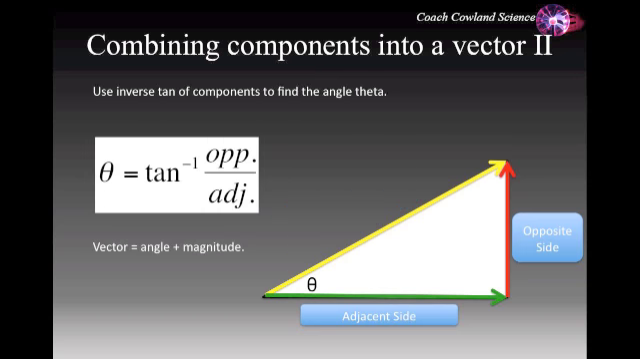But don't forget, we also need to find the angle. And we do that by finding the inverse tan of the opposite side divided by the adjacent side. Now we have the magnitude and the angle, we have the new vector.